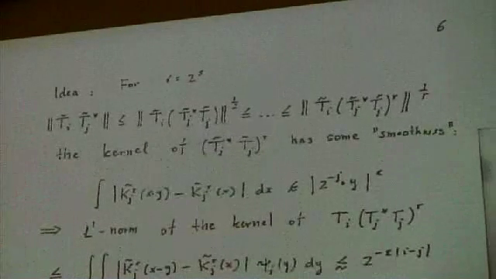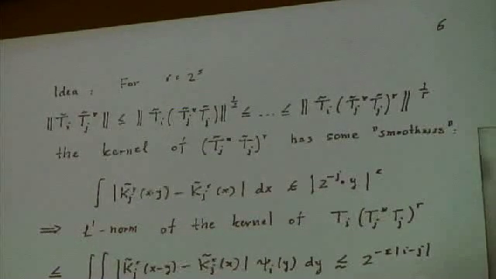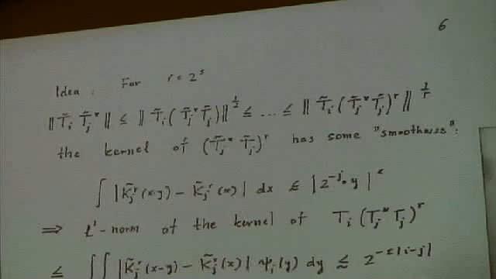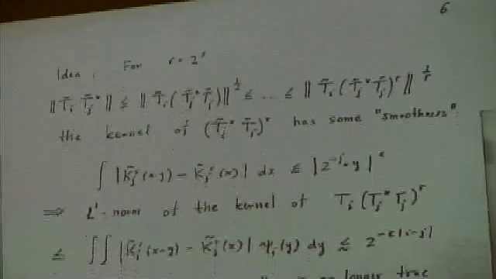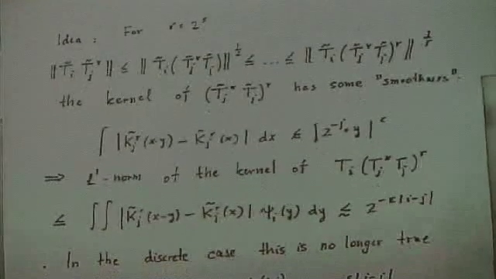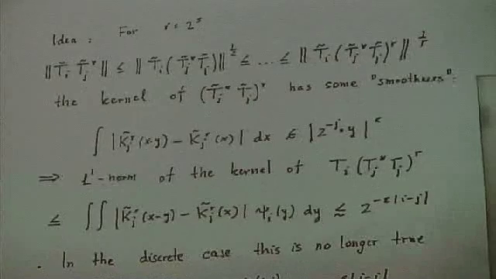So basically what will happen in the discrete case is that this almost orthogonality won't be true. But to find a replacement condition, one needs to understand a little bit how this almost orthogonality is proved in the continuous case.